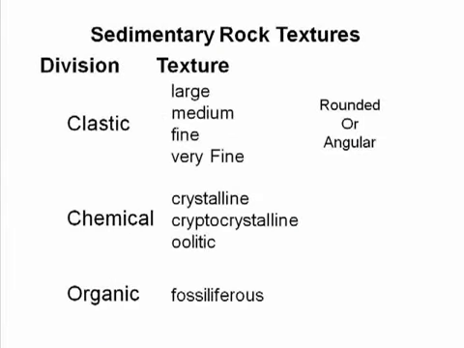Clastic division rocks have clastic textures described as large, medium, fine, or very fine. The shapes are either rounded or angular. The textures of chemical division rocks are either crystalline, cryptocrystalline, or oolitic. Organic rocks have a fossiliferous texture.